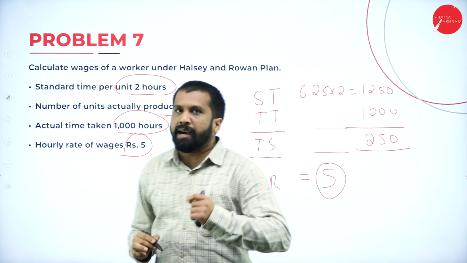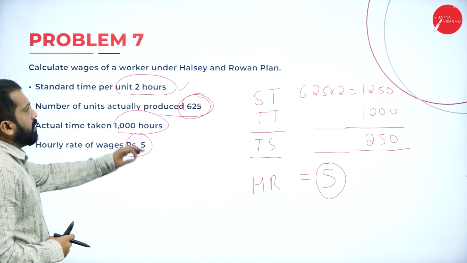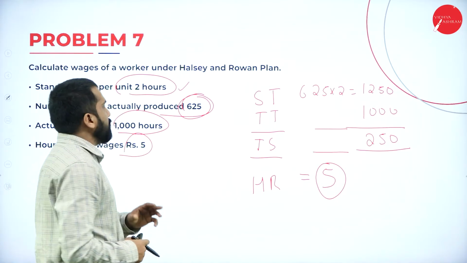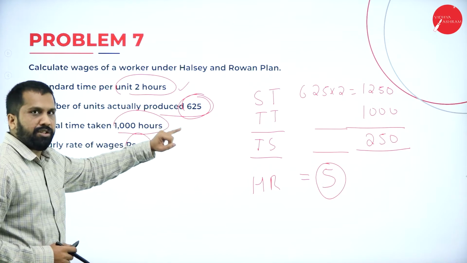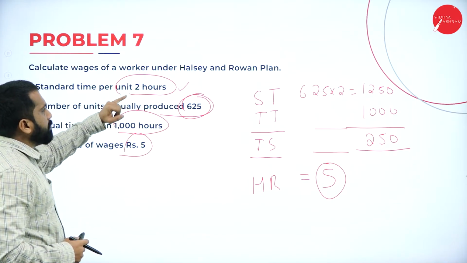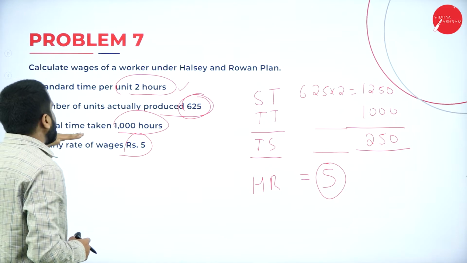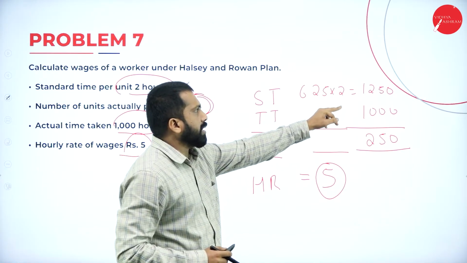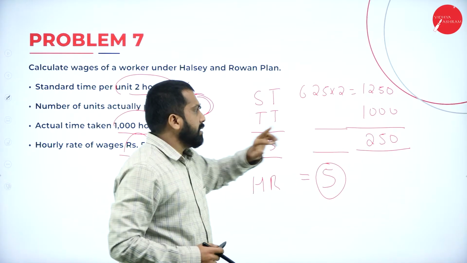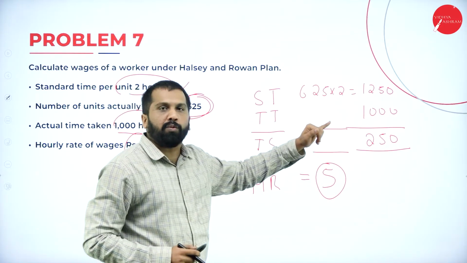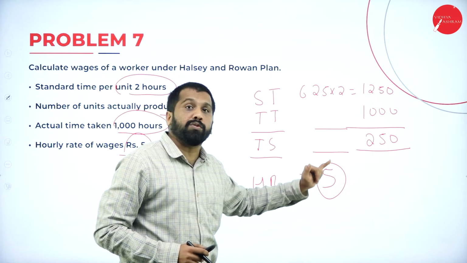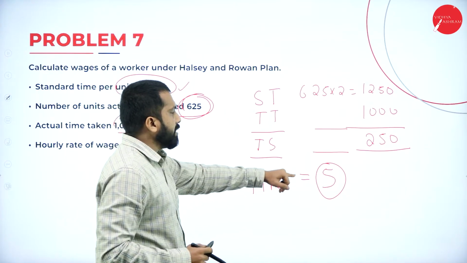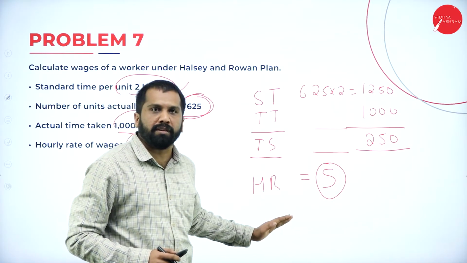Hope you are clear. I'll explain again. Now, standard time is 625 into 2, it is 1250. Even though they have given permission to complete in 1250 hours, he has taken only 1000 hours. How much is saved? 250 hours is saved. Now, similarly, what is the hourly rate? He got 5 rupees. Hope you are clear.